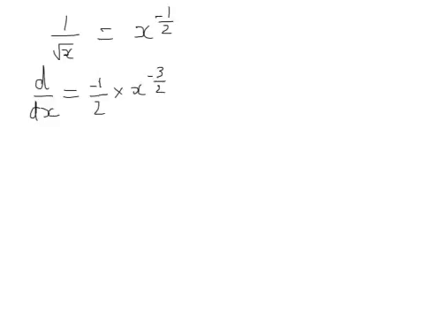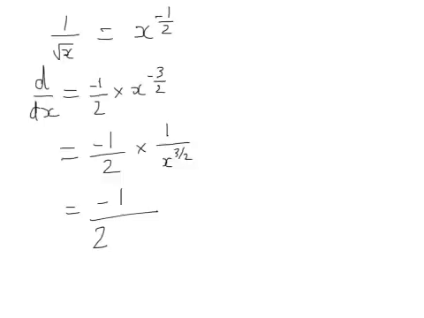And that answer is correct and acceptable, but I'd prefer to see it written in index form, which is negative a half times 1 over x to the 3 on 2, which is negative 1 over 2 times, well, x to the 3 on 2 is the root of x cubed. Again, that's a better answer, and if you're asked to simplify or show that, that's where we're looking, but technically that one is correct as well.